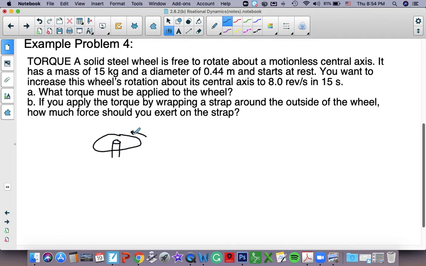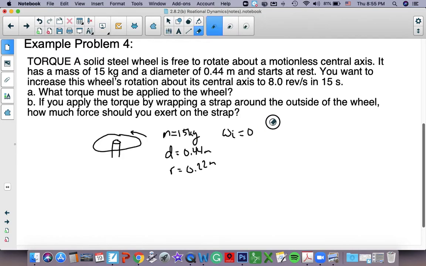The wheel spins. If you have a mass of 15 kilograms, so the mass of the wheel, 15 kilograms, diameter of 0.44 meters. So we don't want diameters, we want radius or radii, so that's 0.22 meters if we cut this in half. Okay, and starts at rest. So since it's a rotational system, our angular velocity from rest is 0 radians per second.